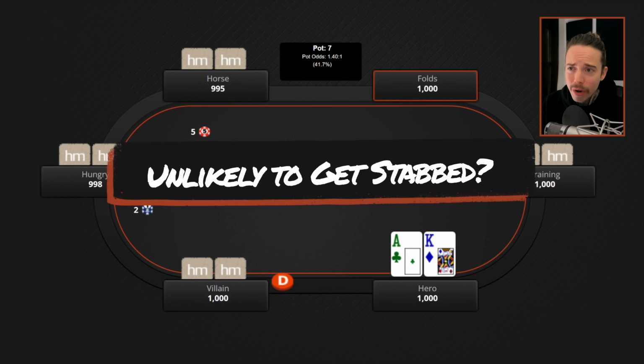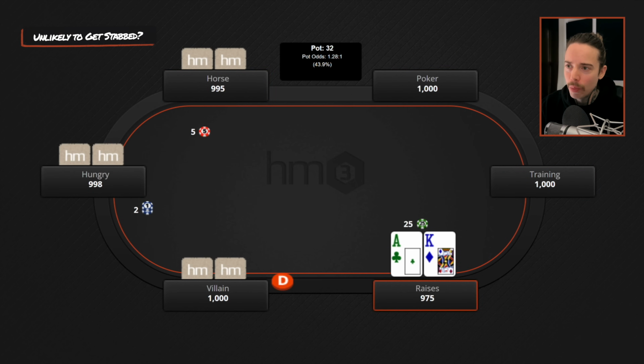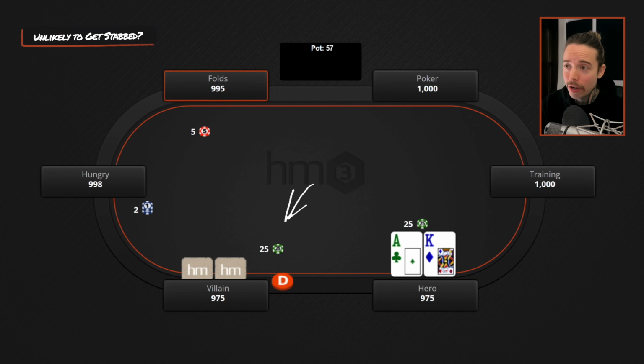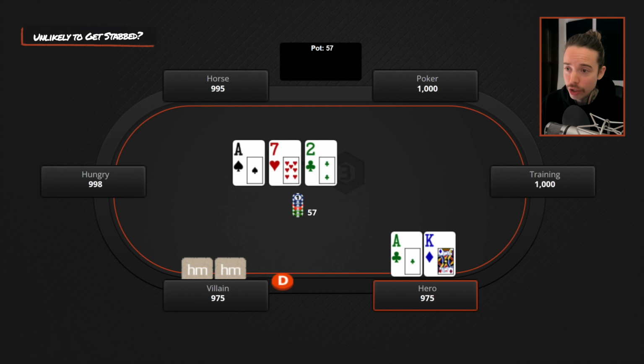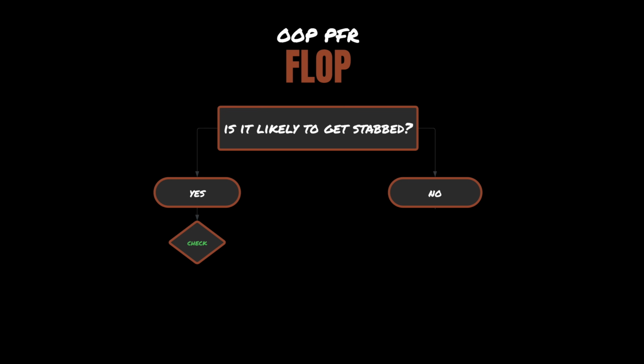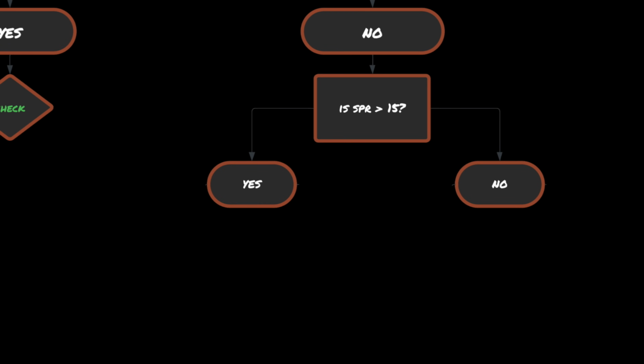All right, so what if the board is not as likely to get stabbed? Like in this example, we open ace king and the cutoff button calls, and flop comes ace 7 deuce. So back to our chart here, this board is the most static and dry, so most typical opponents on this board will not be stabbing nearly as much. So the next question I would ask here, is the SPR greater than 15?